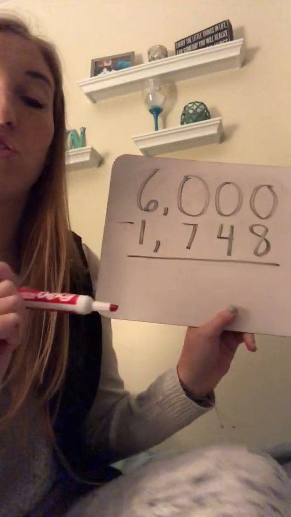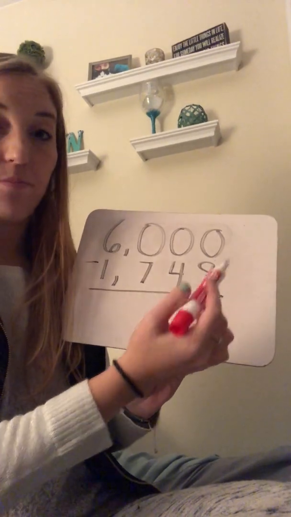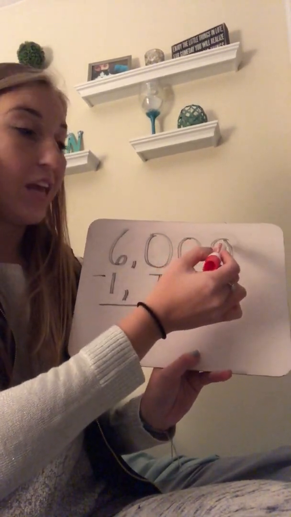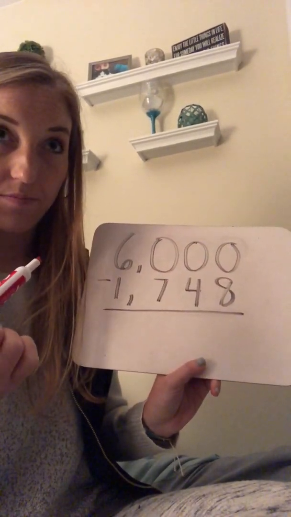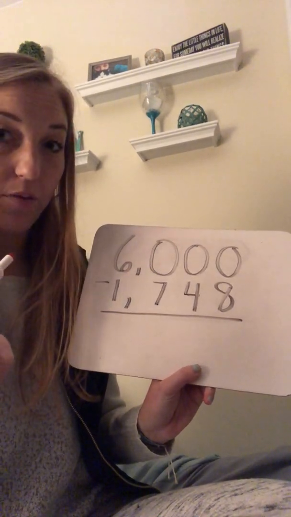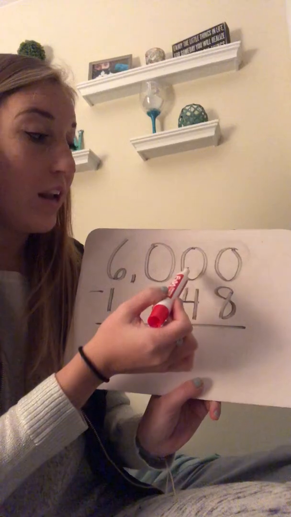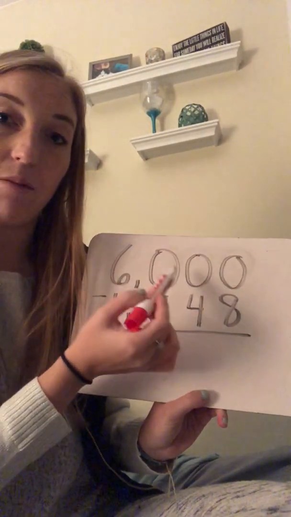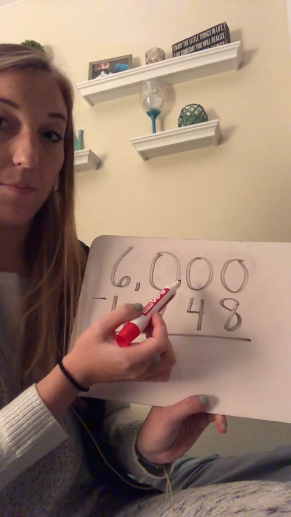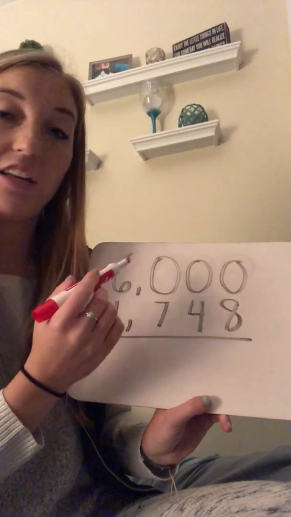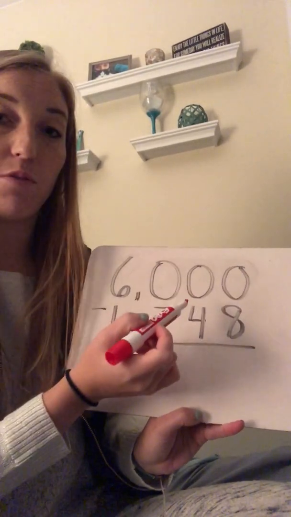Okay, again, we're going to start in the one spot. Think to yourself, can I do 0 minus 8? Hopefully your answer was no. If you don't have anything, you can't take 8 away. So we're going to go to our neighbor, which is a 0. Think to yourself, can I borrow from my neighbor, which is a 0 in the 10 spot? Again, hopefully your answer was no. So you can't borrow from a 0.